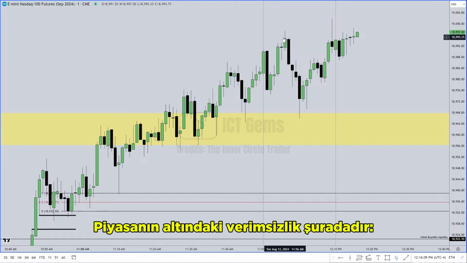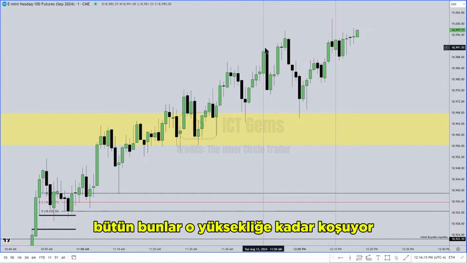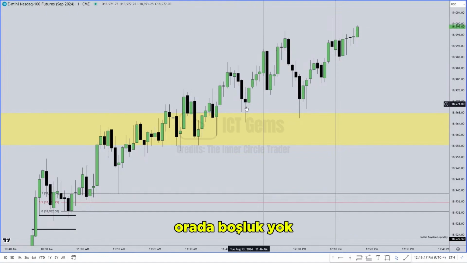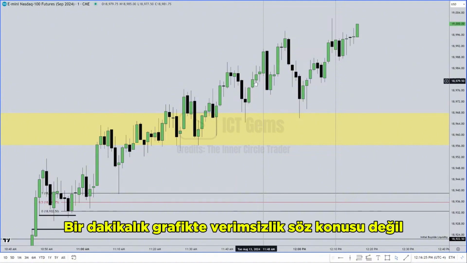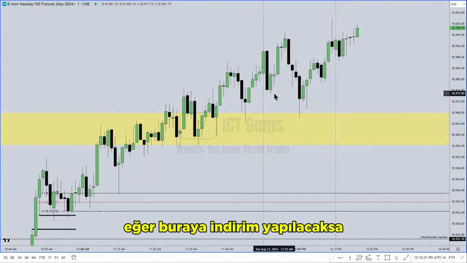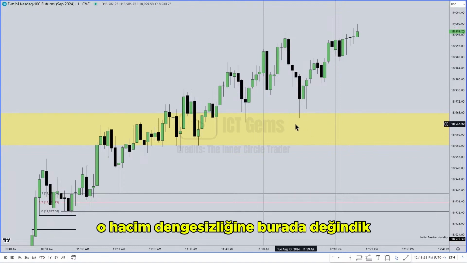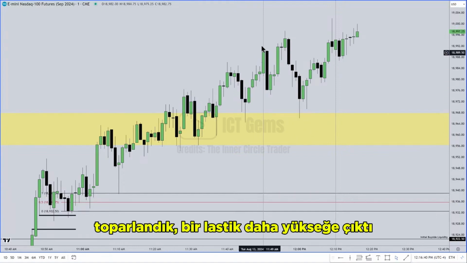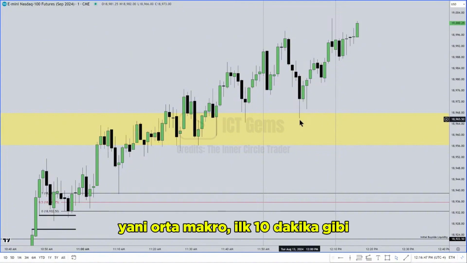The inefficiency below the marketplace is where? It doesn't exist in here. All this run up to that high, there's no gap there. All of it's laying over top of each other. This wick here goes back to this low. So there's no inefficiency there for the 1 minute chart. So what does it mean? Sell side if it's going to go discount to here, and or what's that daily inefficiency that's in yellow? That volume imbalance. We went down to it here, we rallied back up, traded down, one more higher high, and then digs all the way back down. What time? 12 o'clock.